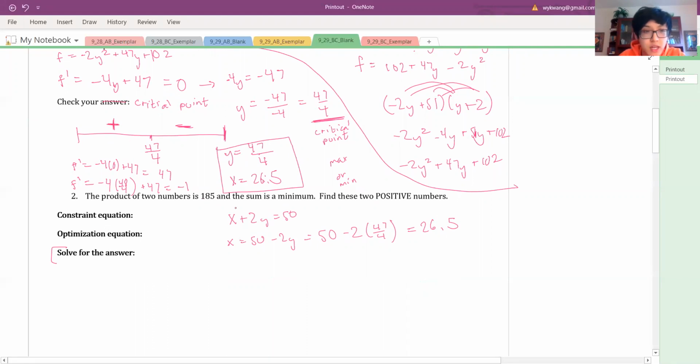Make sure you have this written down because I'm going to erase it in like 1 second, just how I just plugged in y to solve for x.